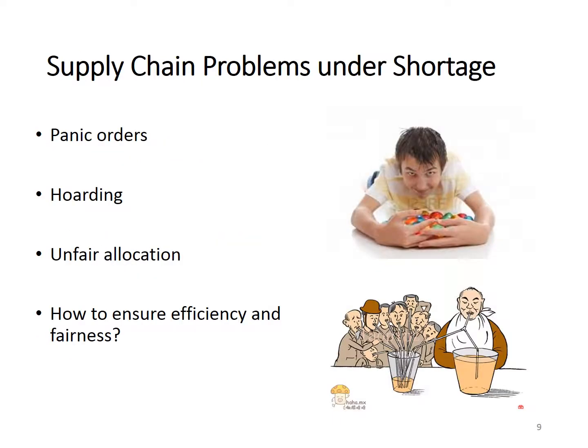Under supply shortage, rationing or allocation becomes very important. If the allocation rule is not designed well, you may face a complete supply chain breakdown where some people hold tons of excessive supplies while others starve to death. This can happen because of the panic orders and hoarding, and so the allocation of the supply can be completely wrong. The question here is how to ensure an efficient and fair allocation of the limited supply.